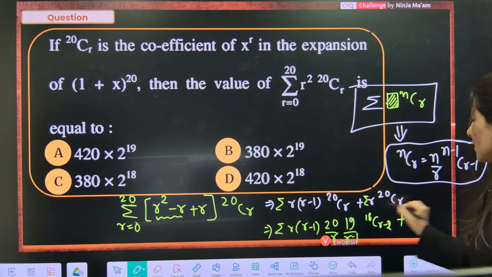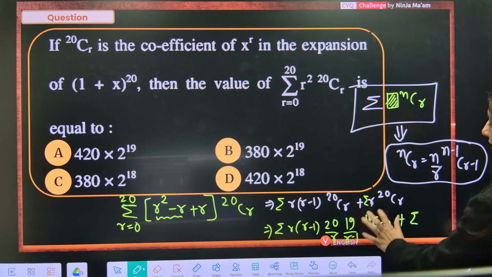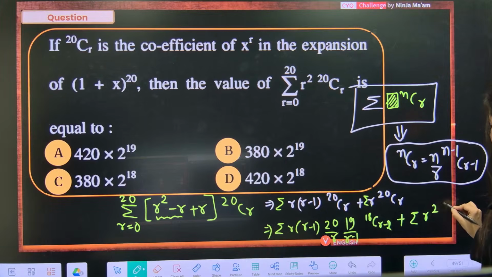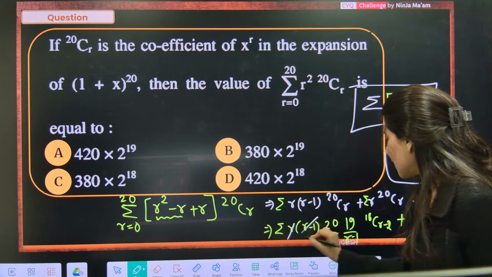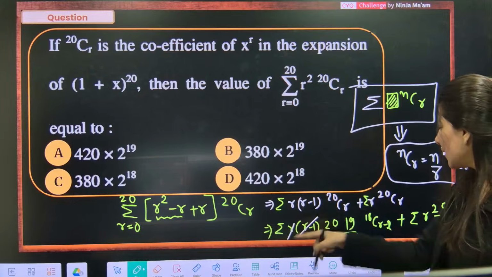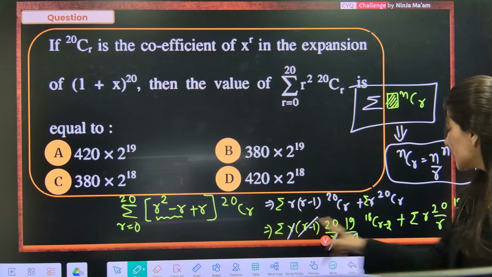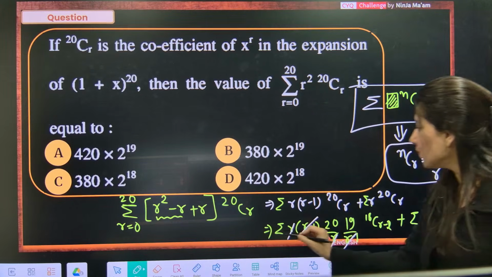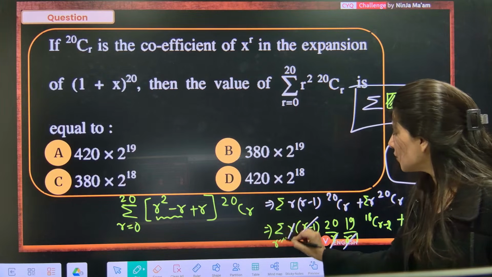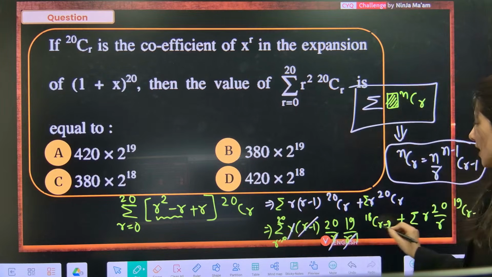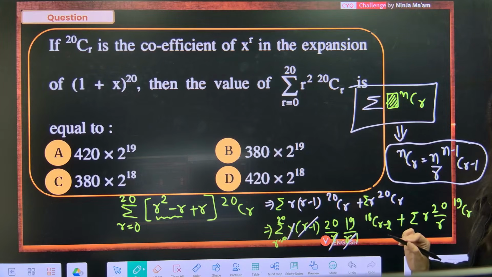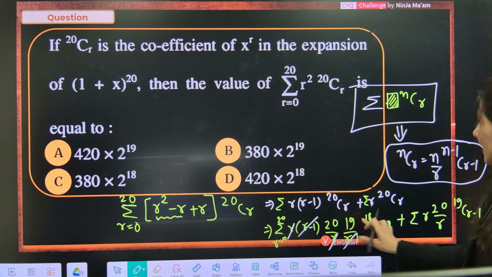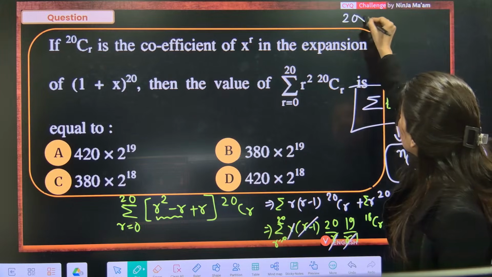Sigma is there. Now here, I told you, whenever there is r, just apply the property right here, one time. 20 by r, 19C(r minus 1). So clearly, r and r minus 1 are getting cancelled out. 20 and 19 are coming out. Sigma of 18C(r minus 2), where r is going from 0 to 20. Okay, so 0 you can't put, 1 you can't put, so this is sigma of 18C something. So this is 20 into 19.